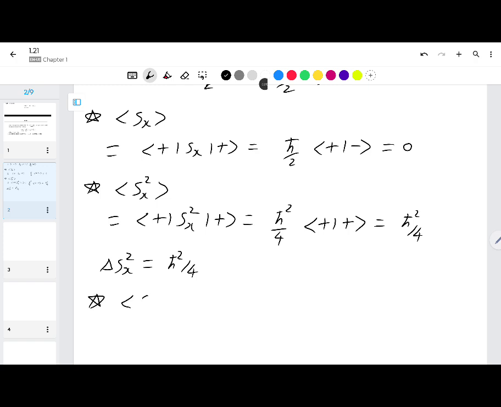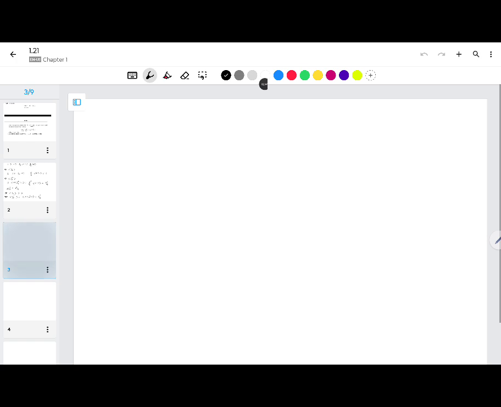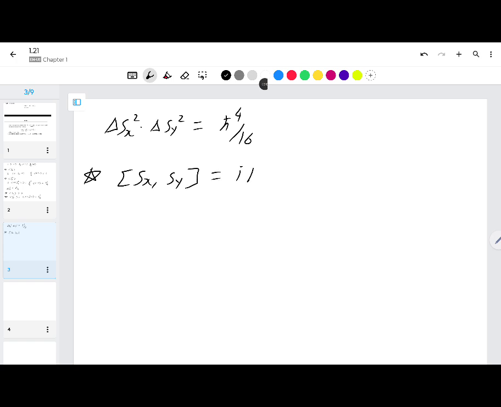Similarly, for spin y, we know that it will be 0, and for y square, spin y also does the same thing, except it gives you a phase, but since it is squared, it will be nothing but again h bar square by 4. Okay, so when you do this, you have h bar power 4 by 16, and the next part is you take the commutator of Sx and Sy, you have i h bar Sz.